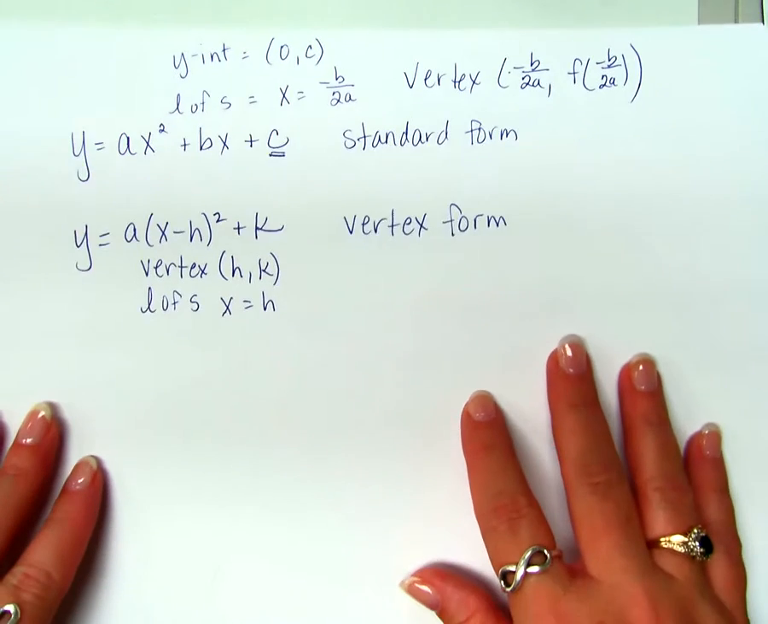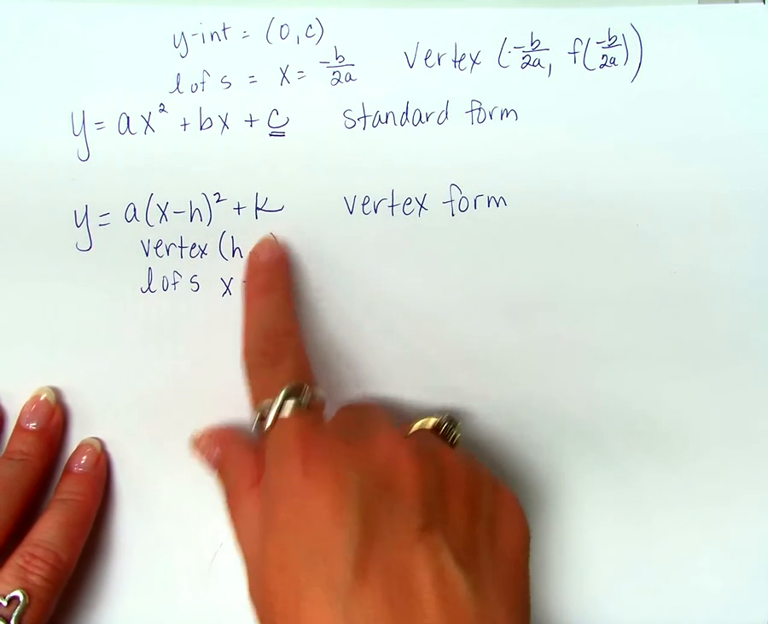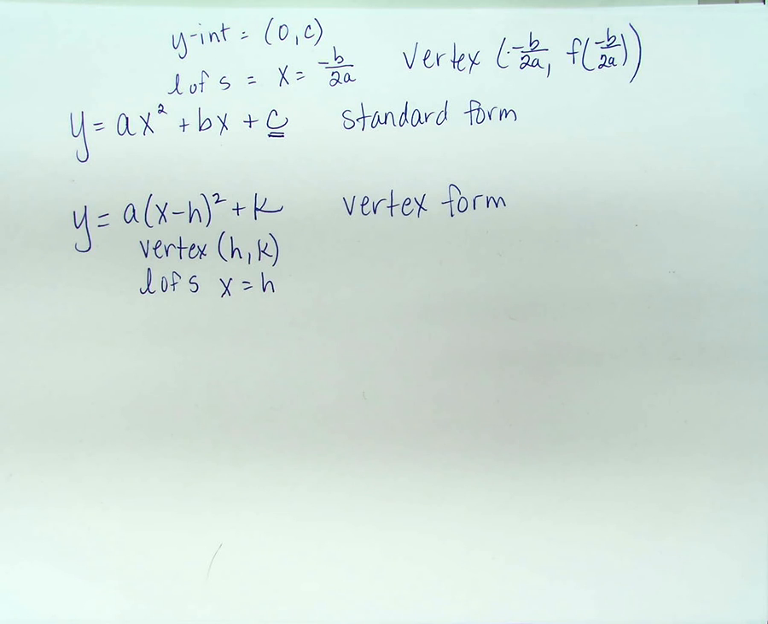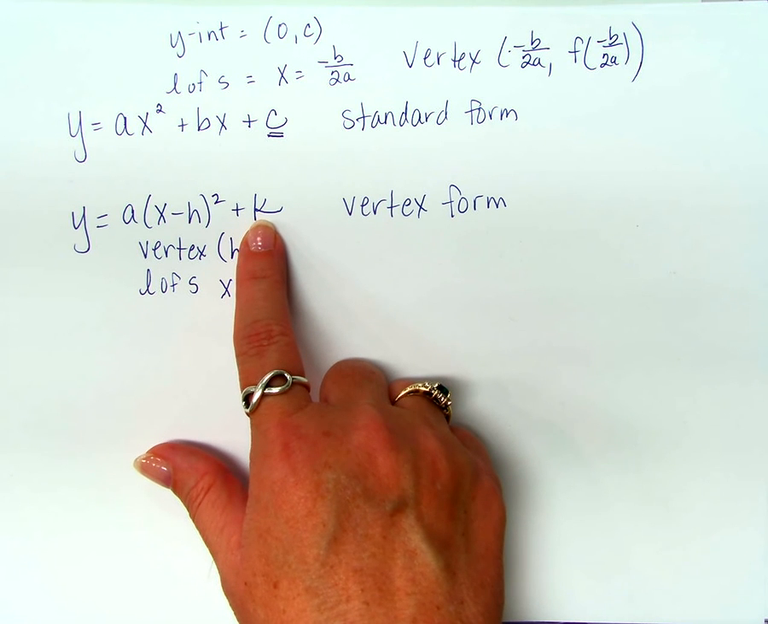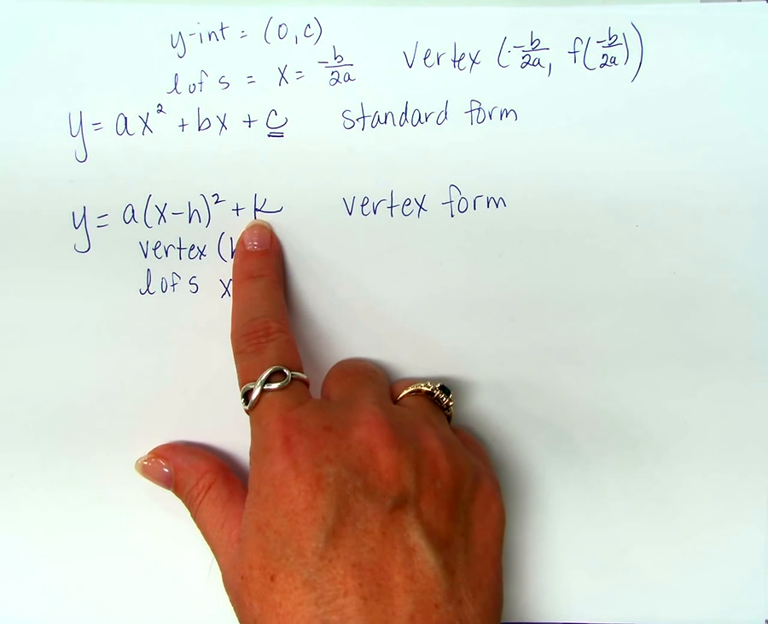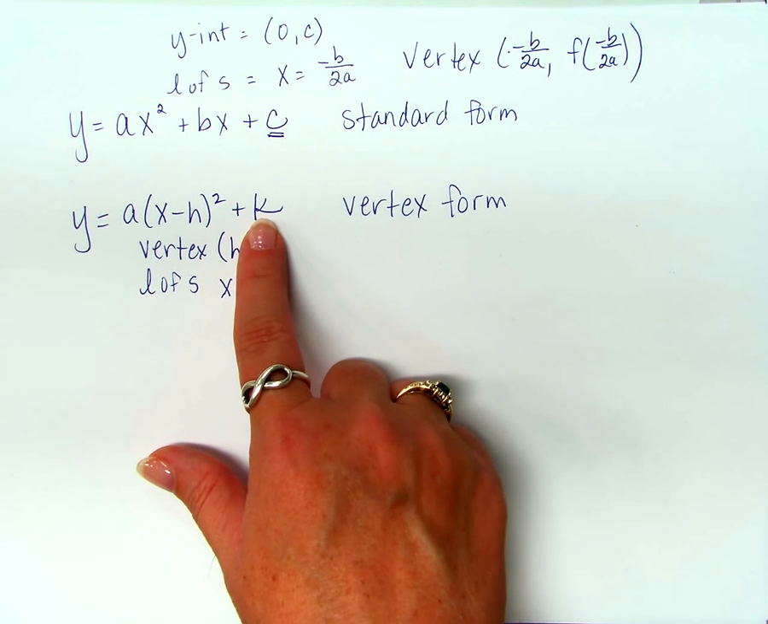In our vertex form, we remember this, first of all, from transformations. We have y equals a times x minus h squared plus k. We know that k causes a vertical shift. It moves up and down exactly as you would think. So plus 2 would move it up 2, minus 3 would move it down 3.